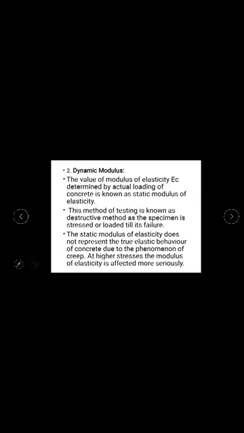And the next one is mix proportion. It has been observed that richer mixes have a higher modulus of elasticity of concrete. That is, the higher the amount of cement, the higher the modulus of elasticity.